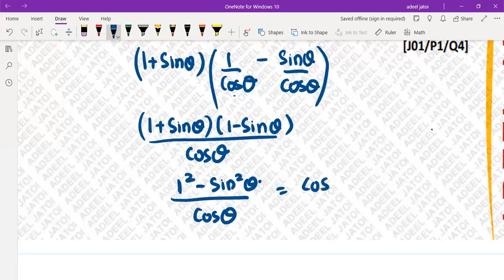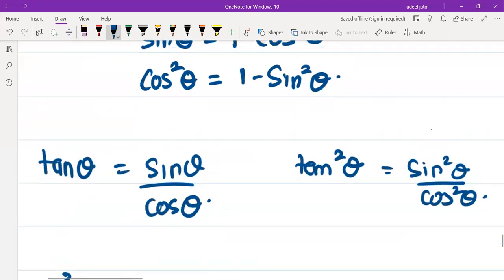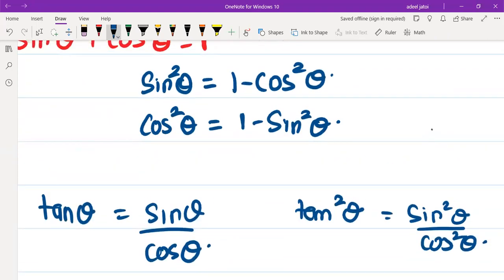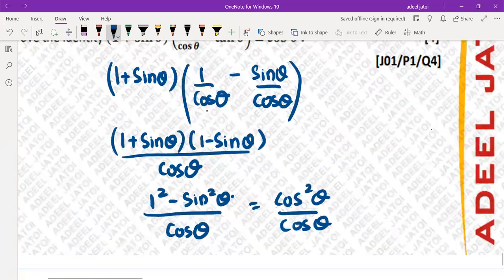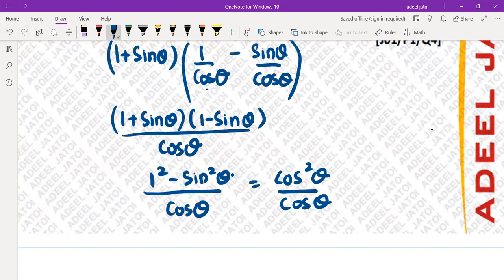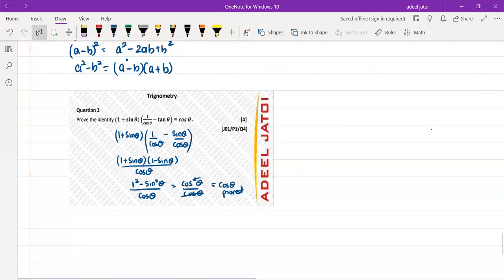This will be known as cos square theta upon cos theta. Do you agree? Because 1 square minus sin square theta is 1 minus sin square theta. If you note, 1 minus sin square theta was what? So what I did was, I substituted 1 minus sin square theta as cos square theta upon cos theta. So cos theta is cancelled out. So you are left with cos theta, which is proved. So you will be asked by the examiner to prove the identities. Now this is of 4 marks. June 2001, paper 1, question number 4. Have I made myself very clear?